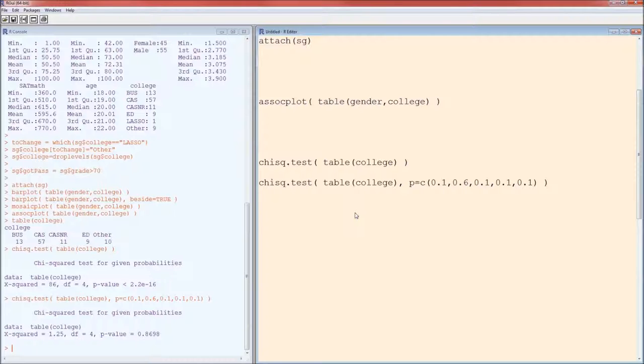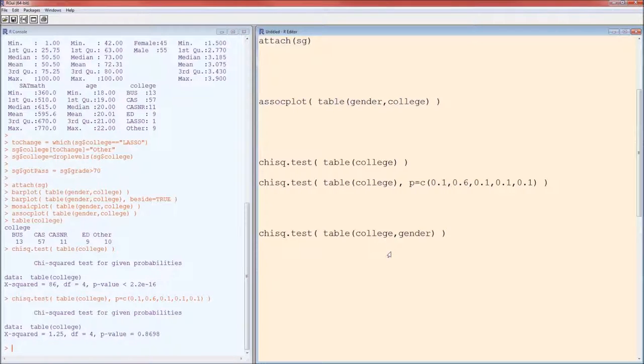Notice it's a univariate test. There is only one variable we're looking at. In this case, it's college. If there's two variables we want to look at and compare, then it'll be a bivariate test, which is the chi-squared test of independence.